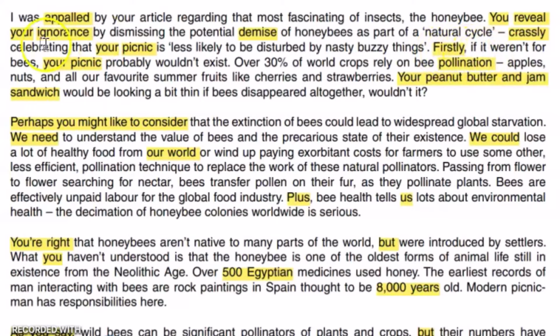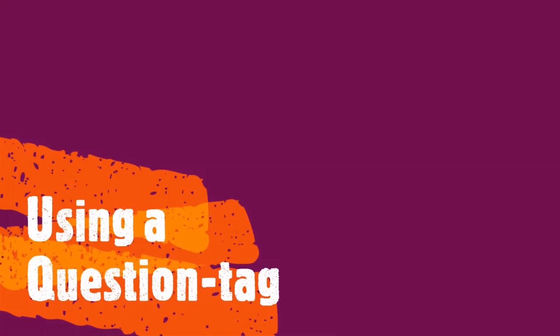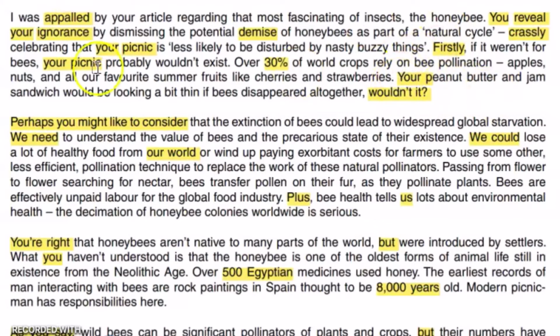Firstly, if it weren't for bees, your picnic probably wouldn't exist. Firstly is a discourse marker that gives coherence in your writing, and it links one point to another. Over 30% of world crops rely on bee pollination. When numbers are used in any text, it shows your expertise, meaning how knowledgeable you are. Your peanut butter and jam sandwich would be looking a bit thin if bees disappeared altogether, wouldn't it?